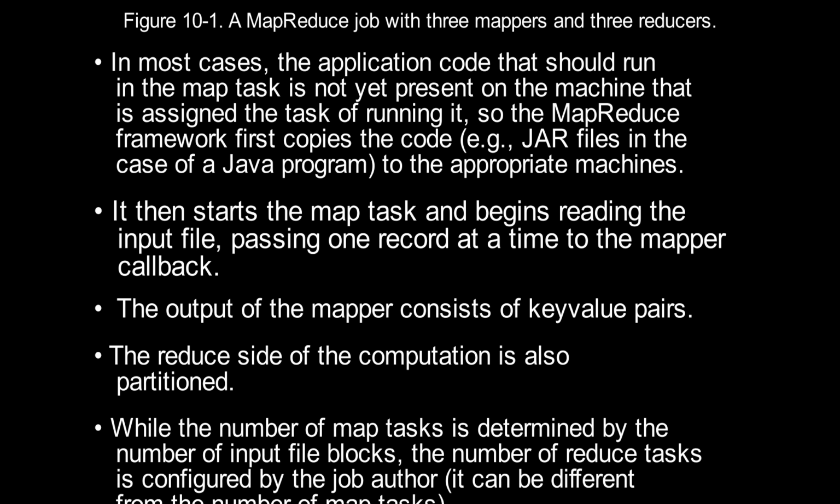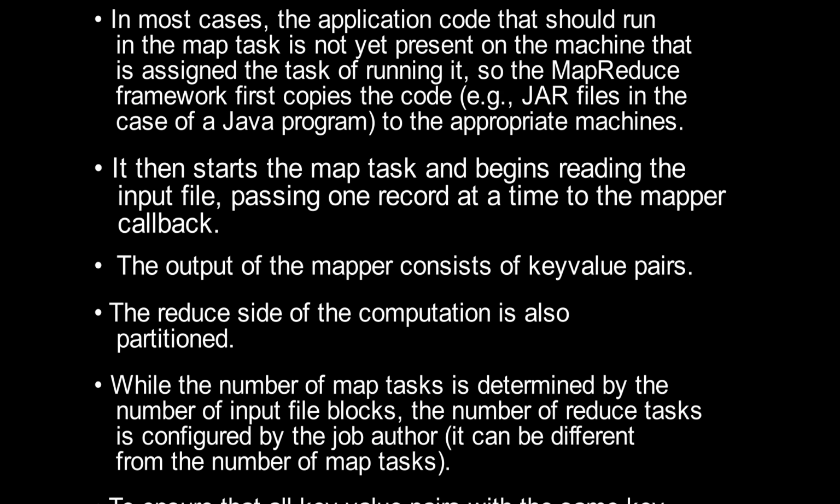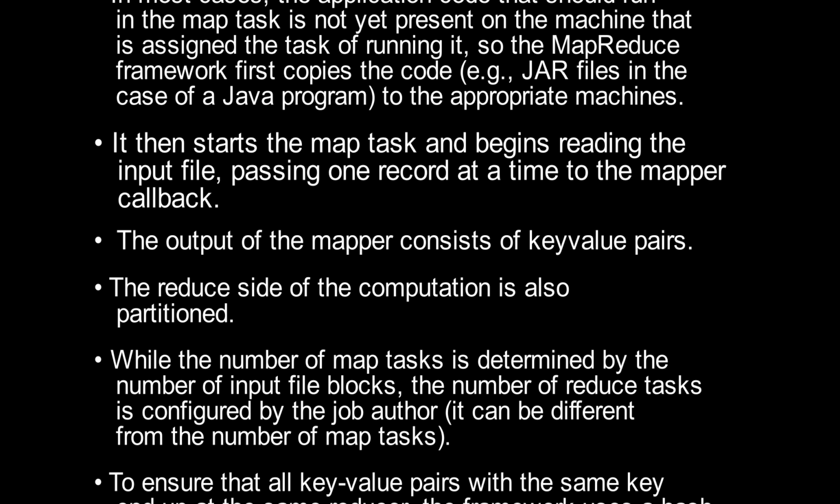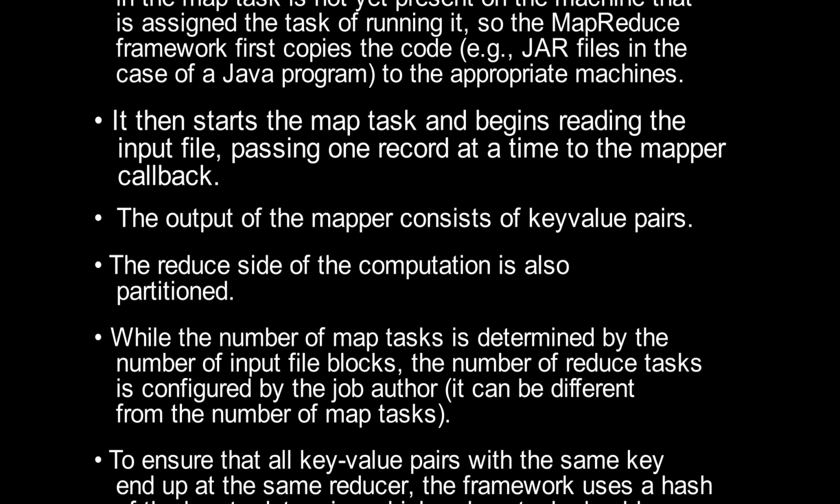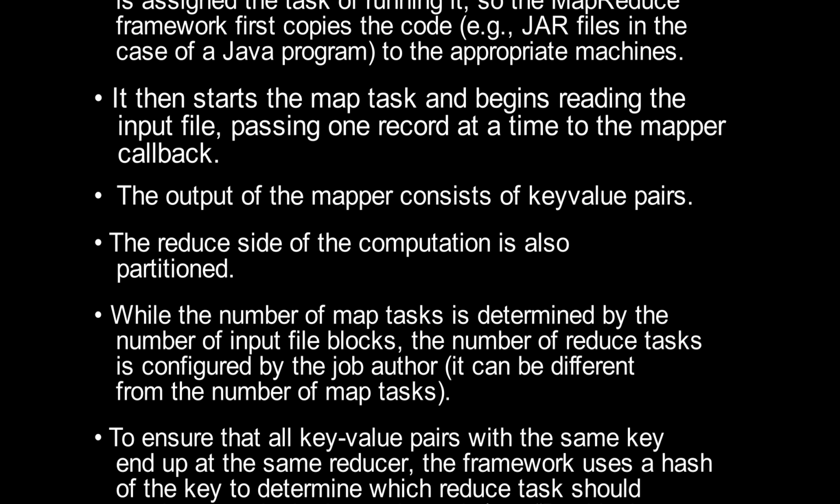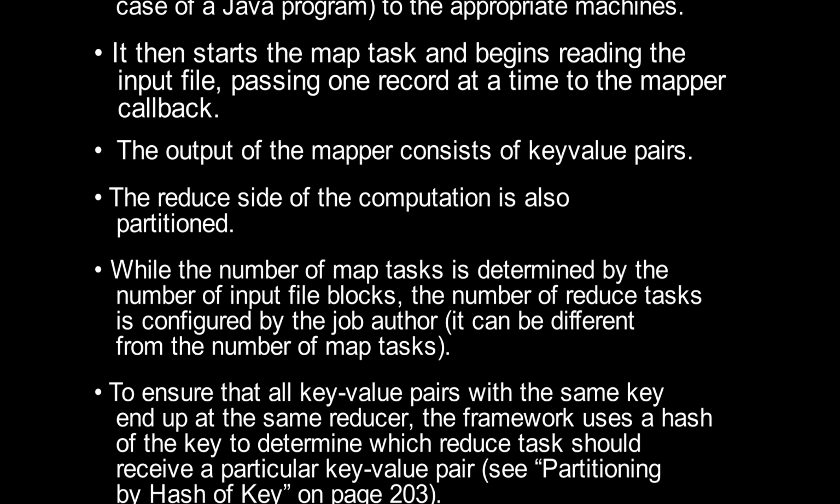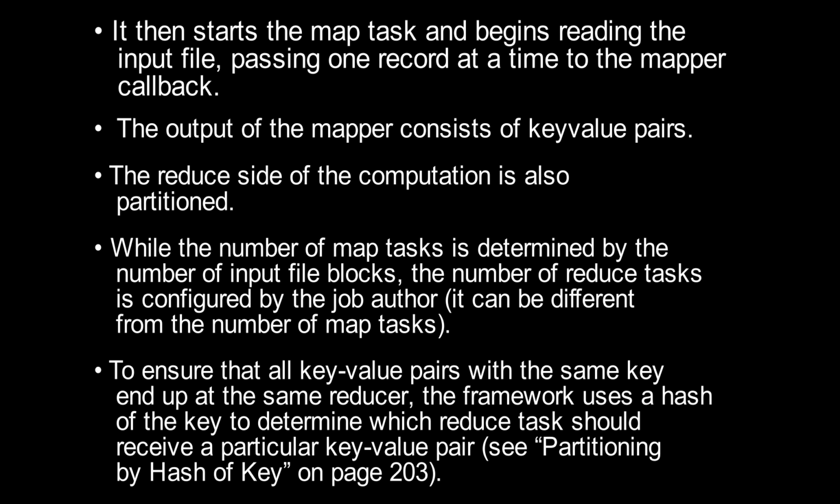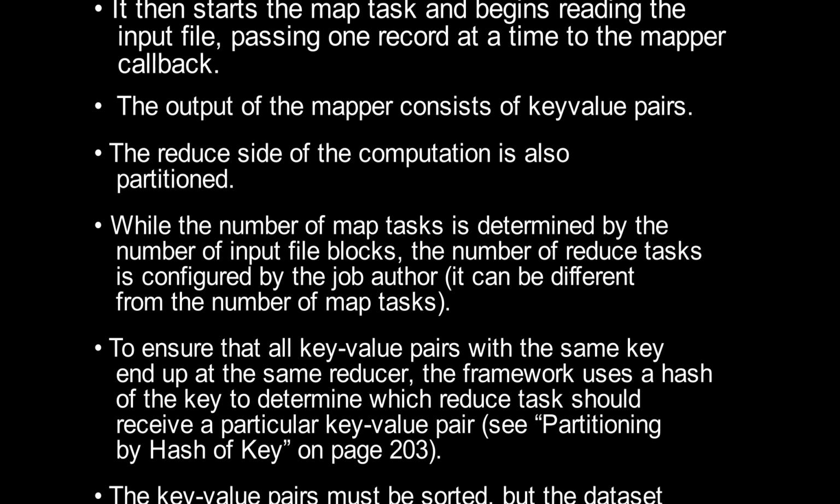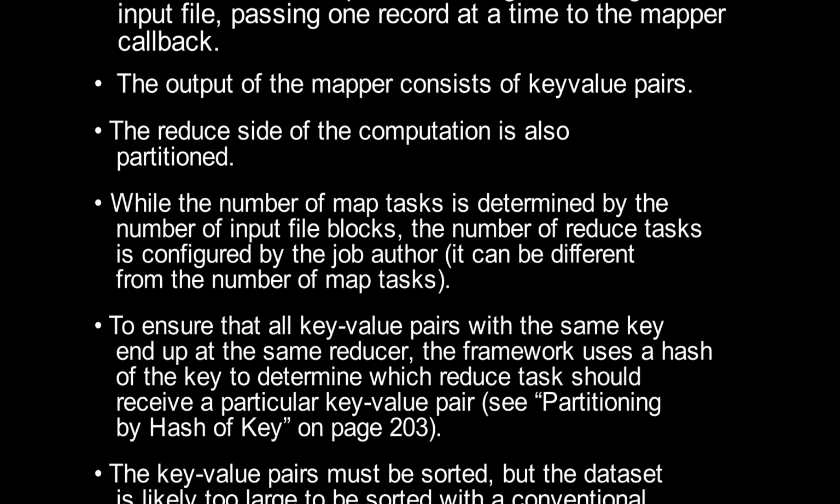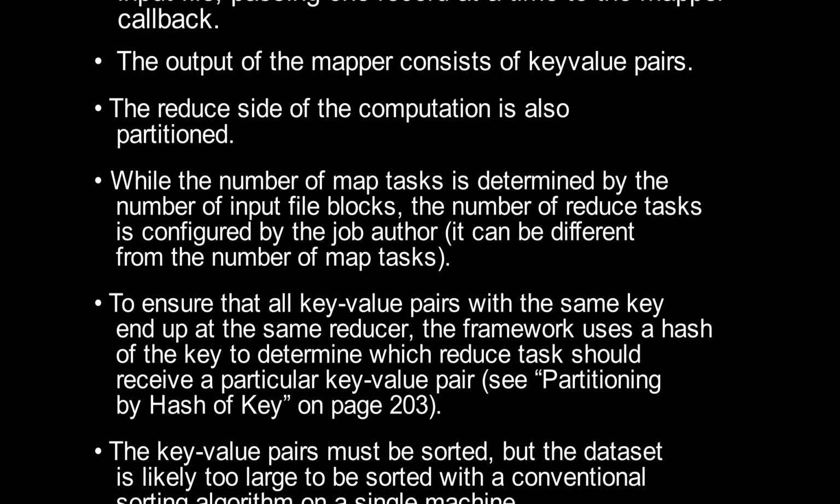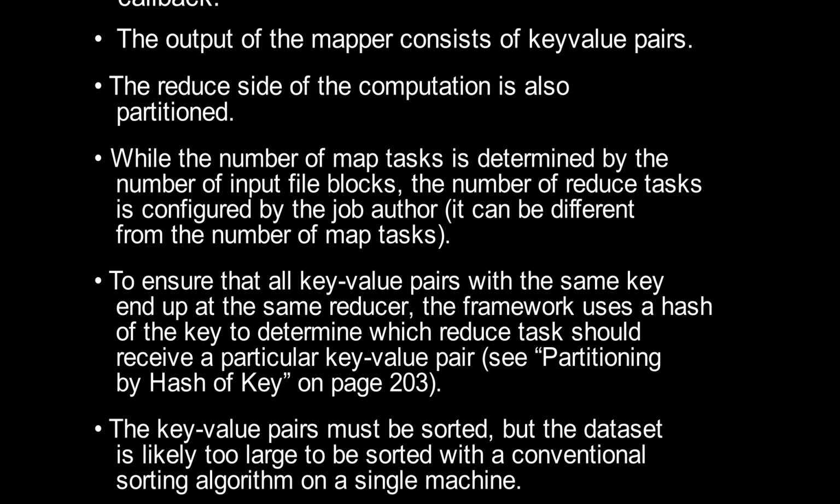The reduce side of the computation is also partitioned. While the number of map tasks is determined by the number of input file blocks, the number of reduce tasks is configured by the job author. It can be different from the number of map tasks. To ensure that all key value pairs with the same key end up at the same reducer, the framework uses a hash of the key to determine which reduce task should receive a particular key value pair.